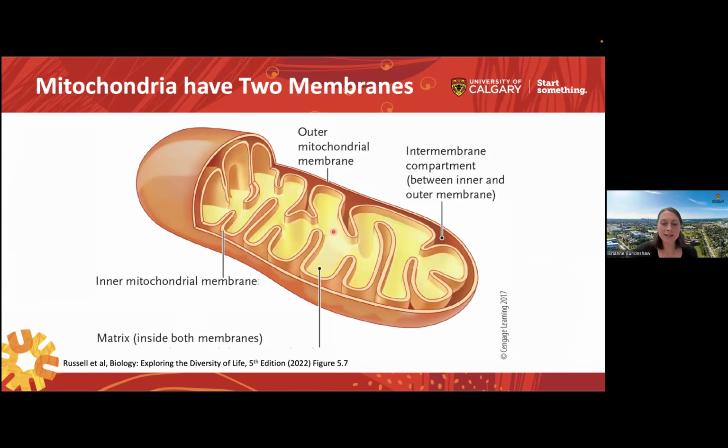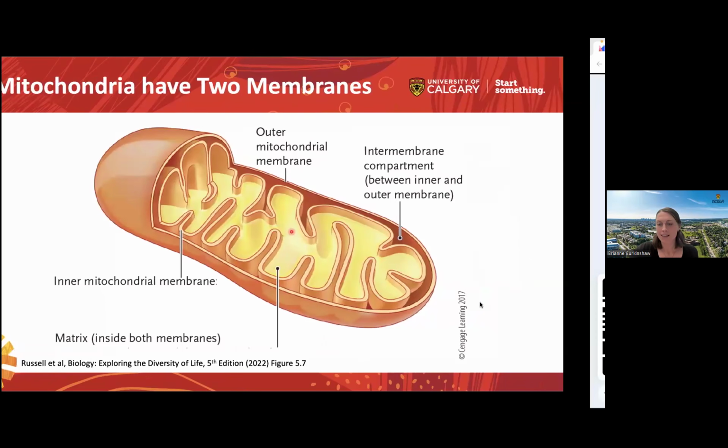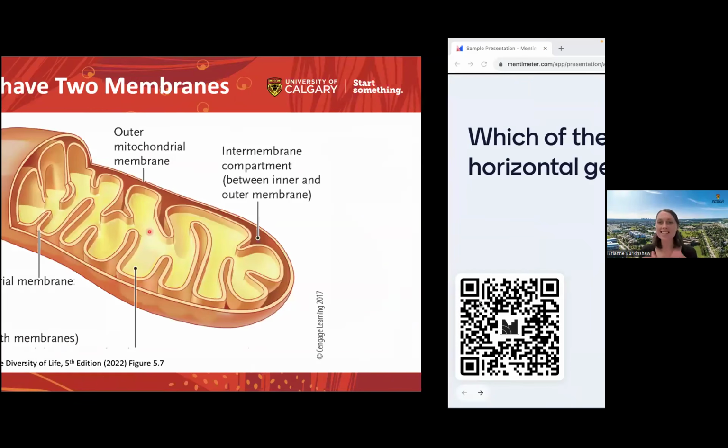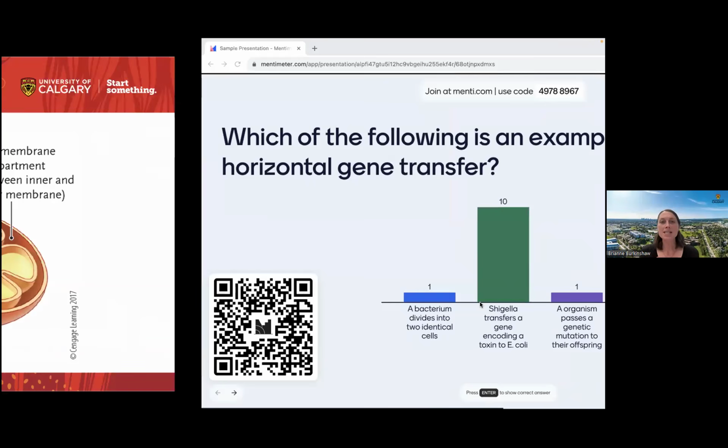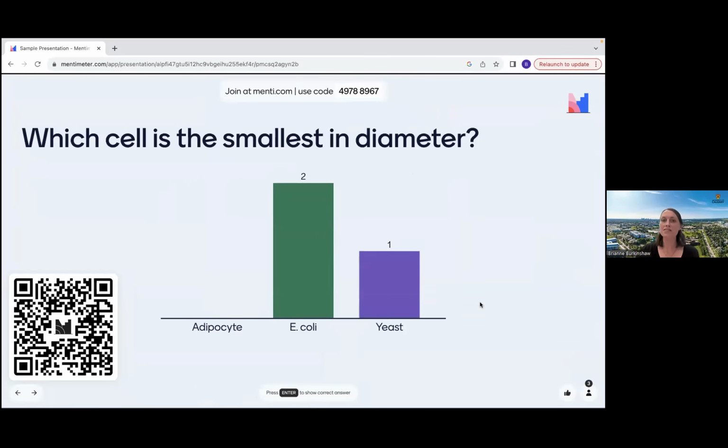Okay, I have one more Menti question for you. You guys did really well on the last one. Might feel like I'm jumping a little bit here, but this is going to introduce the next idea. So which cell is smallest in diameter? We have three cell types here. Adipocyte, which we have in our body, used for storage of fat. E. coli, which is a bacterium. And then yeast, which is a unicellular eukaryotic organism. I'll give you a few seconds there to join if you want to answer this Menti question.